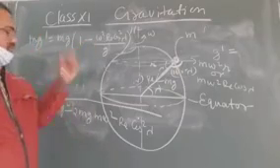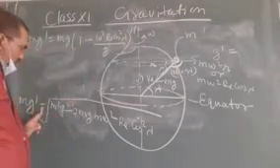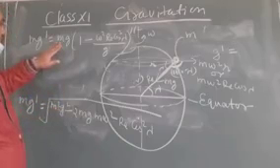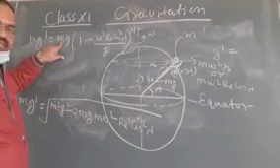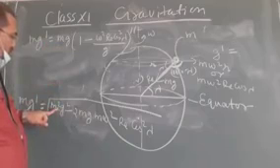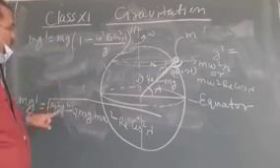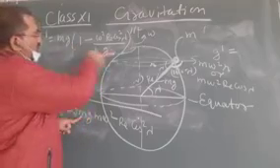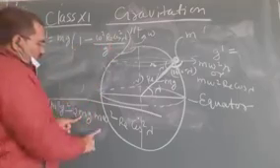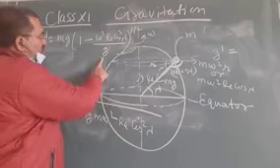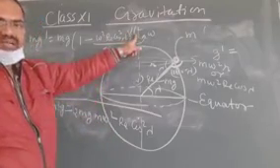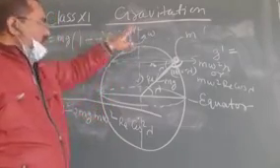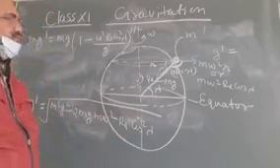You can write this one: mg should be taken as common. So mg common, we will write here mg, and this particular quantity will be 1. The mg has come out, so we get 1 minus omega square r e cos square lambda by g, the whole to the power half. We can write under root as power half also.